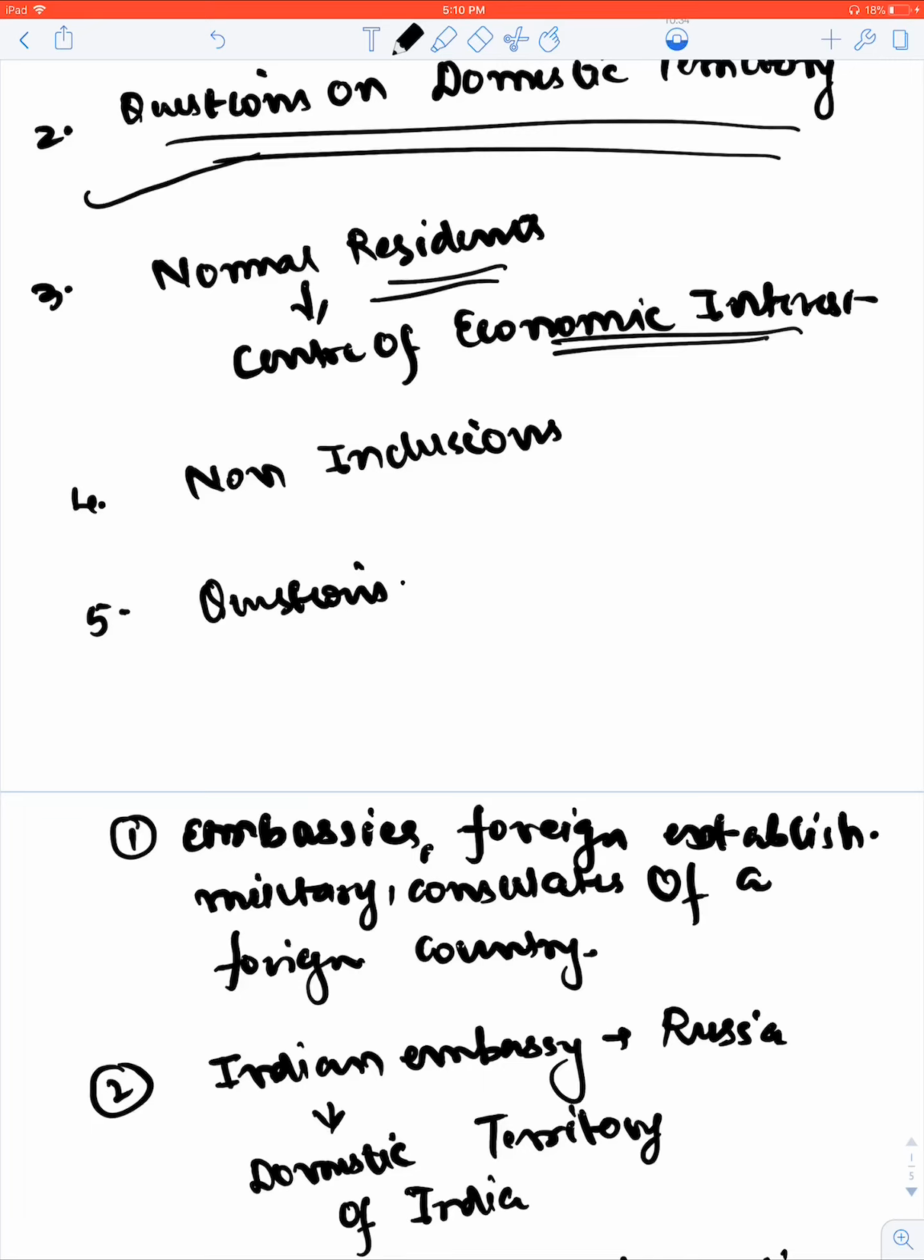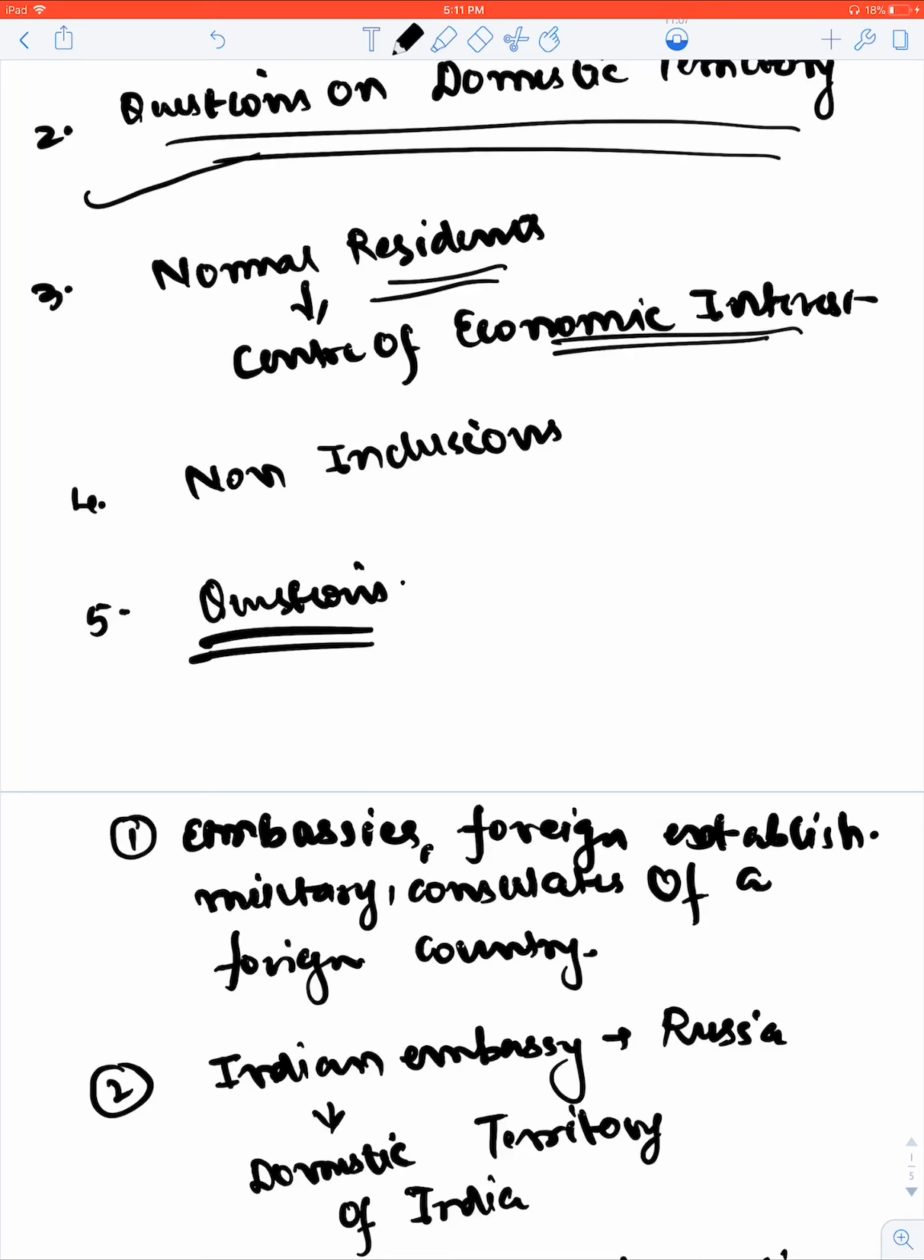Okay, now let's look at the questions. Let's say we have one Indian official working in the Indian embassy in the US. Will he be the normal resident of India? Yes, he would be the normal resident of India, because in any case the Indian embassy belongs to India and he's working over there. Let's say there is a tourist who has visited India for vacation. Would he be the normal resident of India? No, he would not be a normal resident of India.